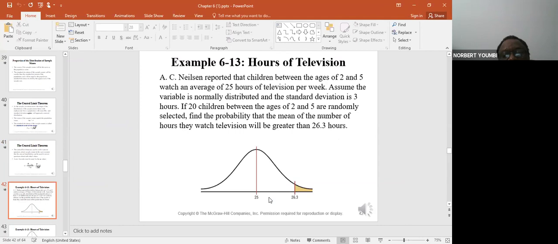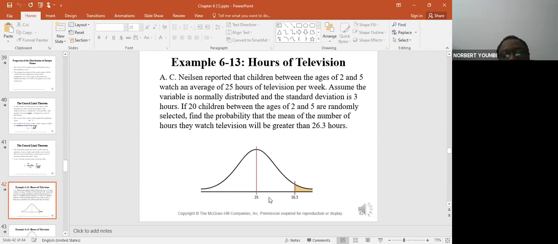This is an example. A.C. Nielsen reported that children between the ages of 2 and 5 watch an average of 25 hours of television per week. Assume the variable is normally distributed and the standard deviation is 3 hours.